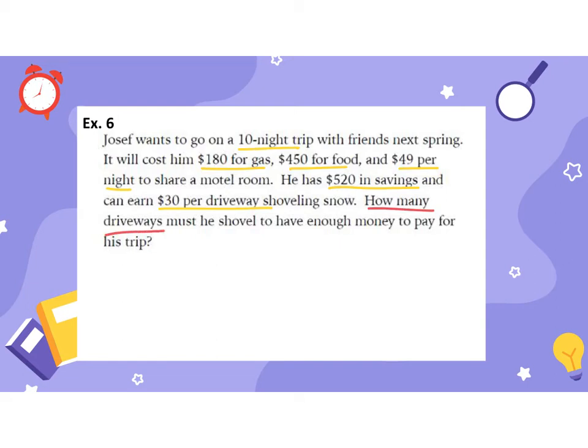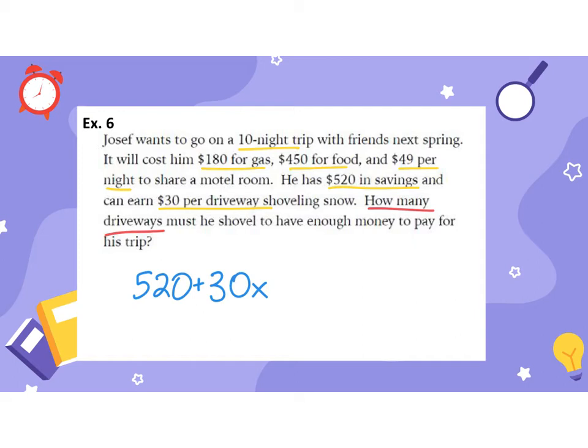So let's use that same strategy. Let's put all of the money we have and that we're making on the left. So our positive amount of money, what's that going to be? 520. Yep, the 520 in savings plus 30x. You're making $30 per driveway. So x is the amount of driveways.